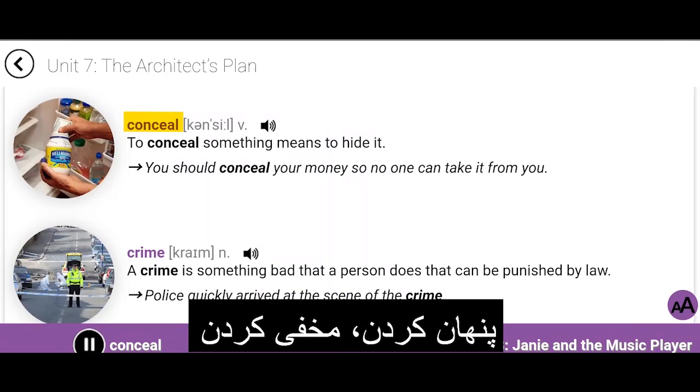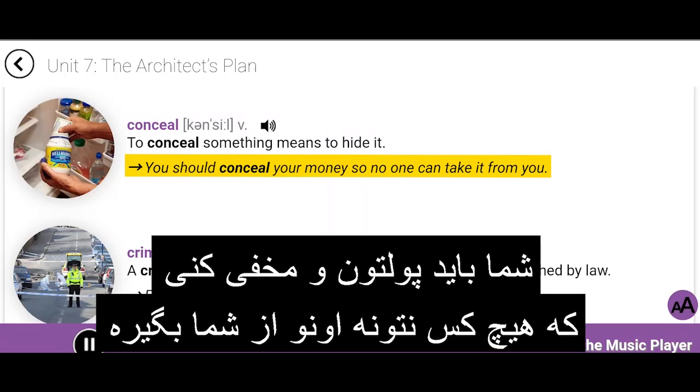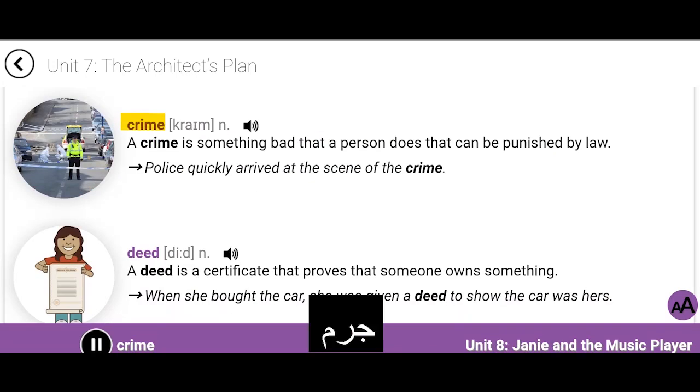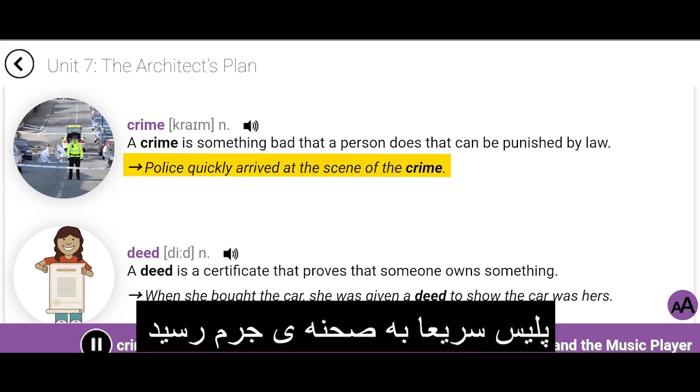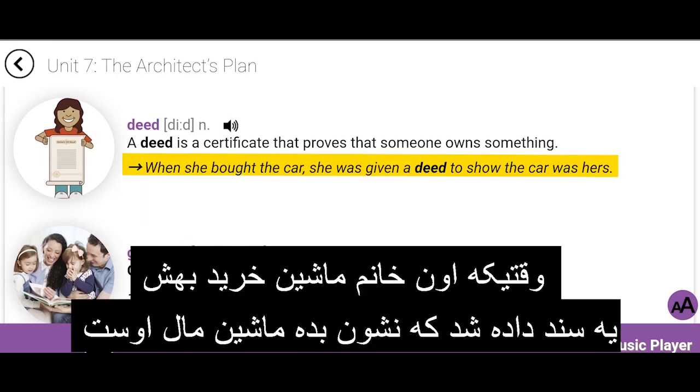Conceal. To conceal something means to hide it. You should conceal your money so no one can take it from you. Crime. A crime is something bad that a person does that can be punished by law. Police quickly arrived at the scene of the crime. Deed. A deed is a certificate that proves that someone owns something. When she bought the car, she was given a deed to show the car was hers.